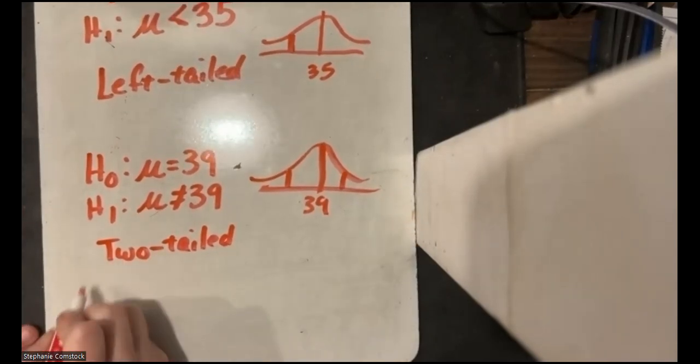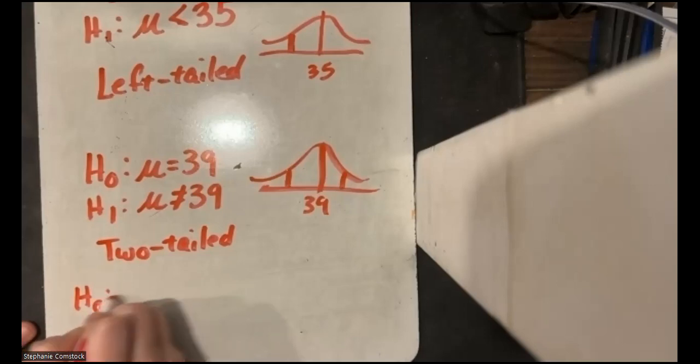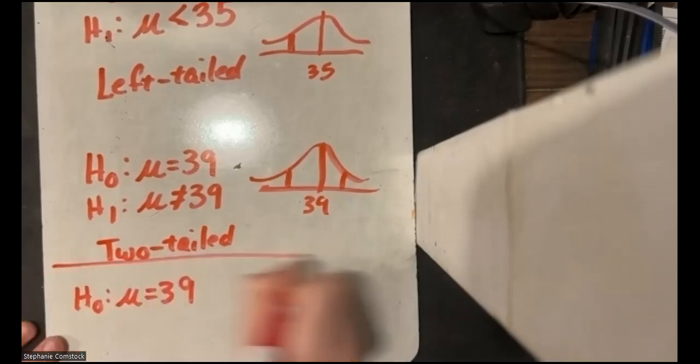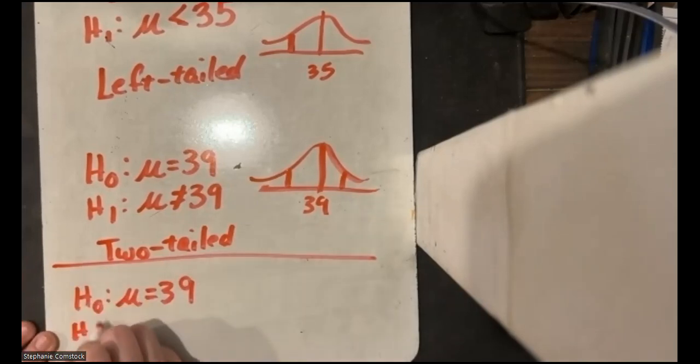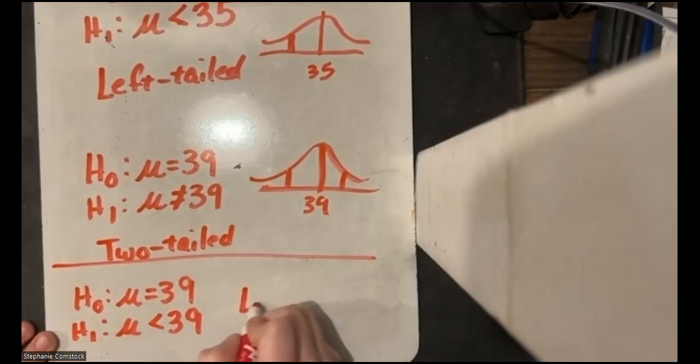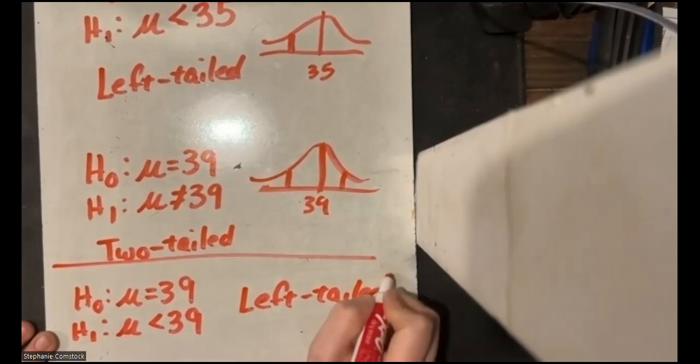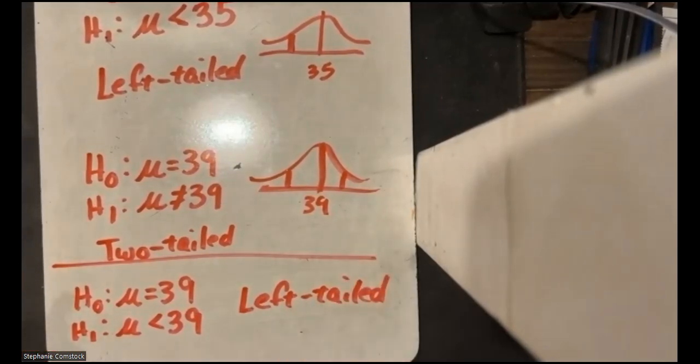Additionally, if we had H naught is that mu was 39, and we have H1 is that mu is less than 39. Okay, we've already seen one of these. This is left-tailed. Okay, so that's just being able to set up and determine whether or not we are left-tailed, right-tailed, or two-tailed.